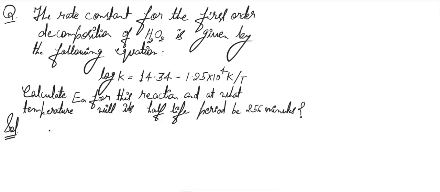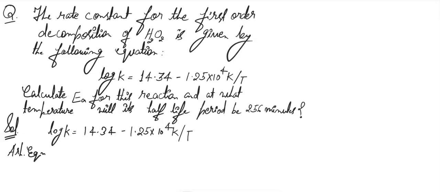So what is the data that we have? We have an equation: log K is equal to 14.34 minus 1.25 × 10^4 K upon T. This is the Arrhenius equation in terms of the log.